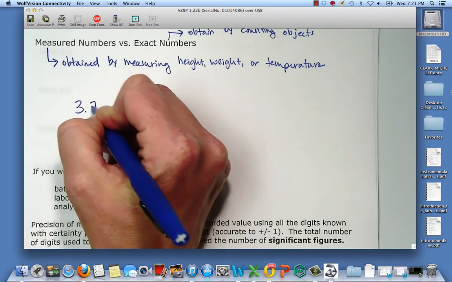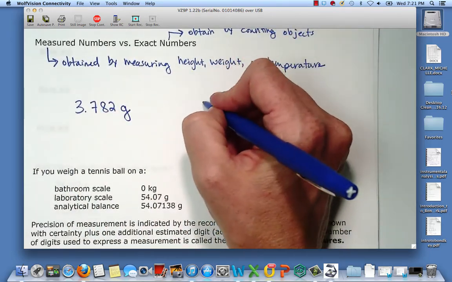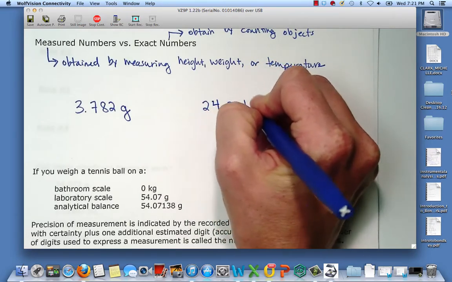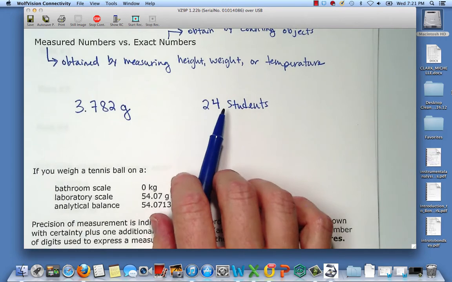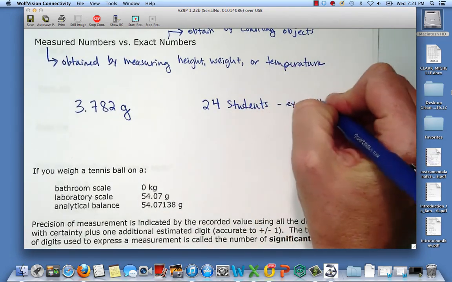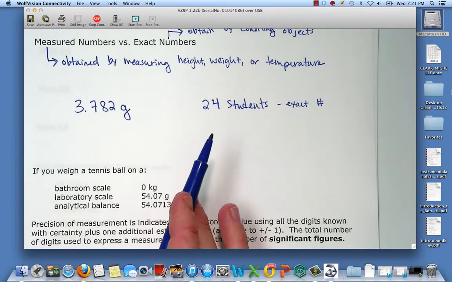So 3.782 grams, 24 students. So when I give you these two numbers, which one is an exact number and which one's a measured number? The exact one is 24 students, so this is an exact number. The 3.782 grams is a measured number.